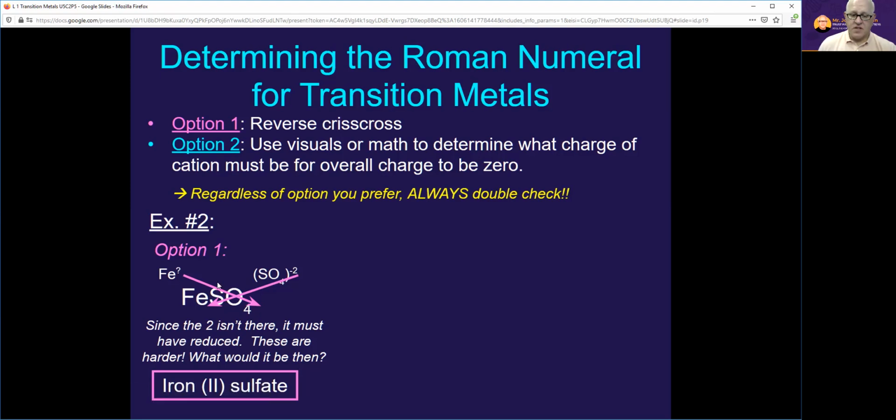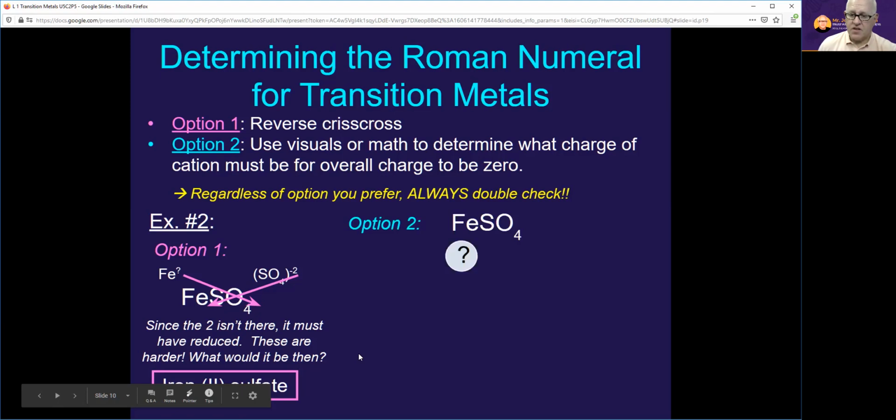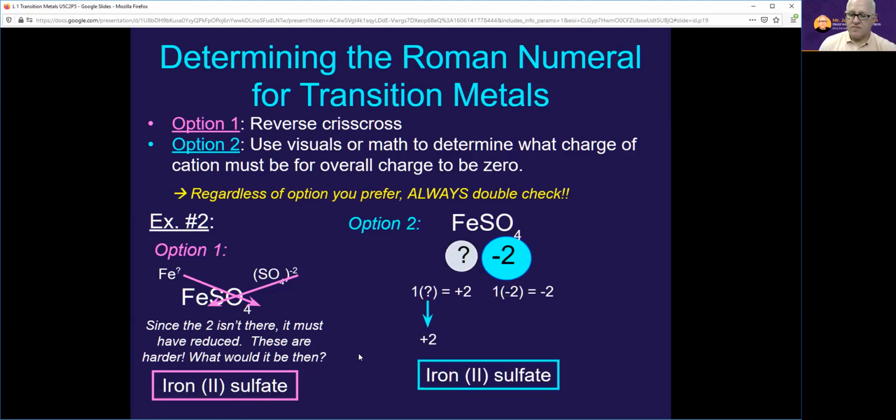Iron, we're going to need that negative 2 from the sulfate, move that over to under the Fe. We're not going to use a subscript for the Fe. It's just going to be iron 2 sulfate. You can also build it out. And you see you need iron 2 sulfate.